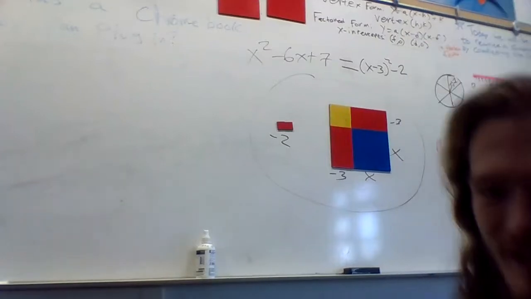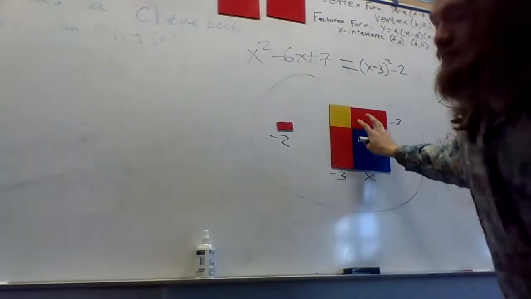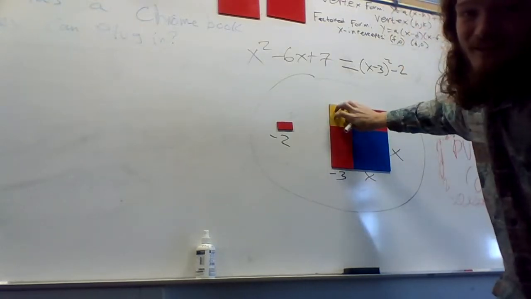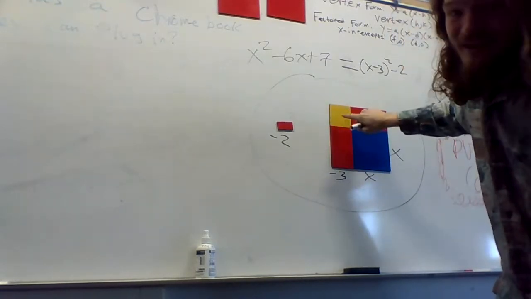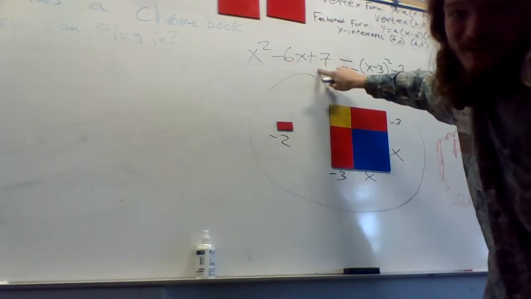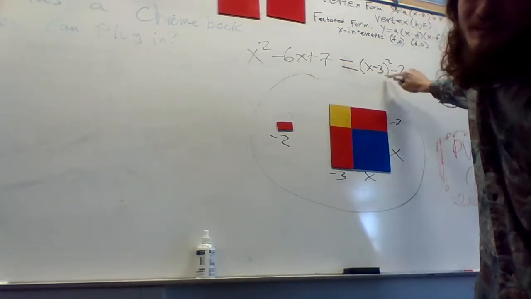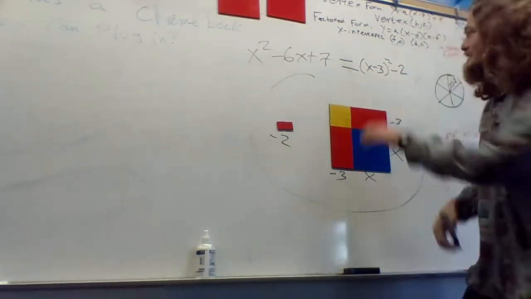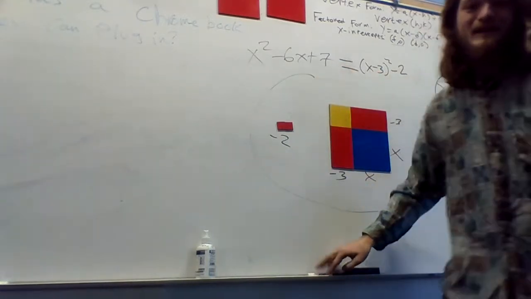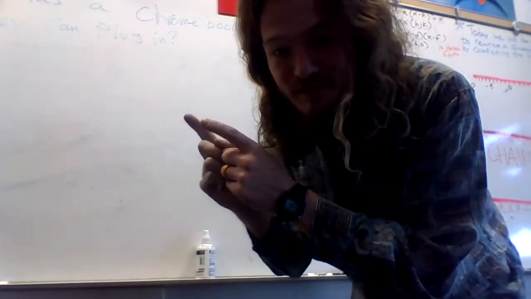A lot of people also like to see it like this. We know that x minus 3 squared is x squared minus 6x plus 9. This is x squared minus 6x plus 7. What's the difference? This is just 2 less than that. So if you take x minus 3 squared and subtract 2, you get that. That's another way to think about it.